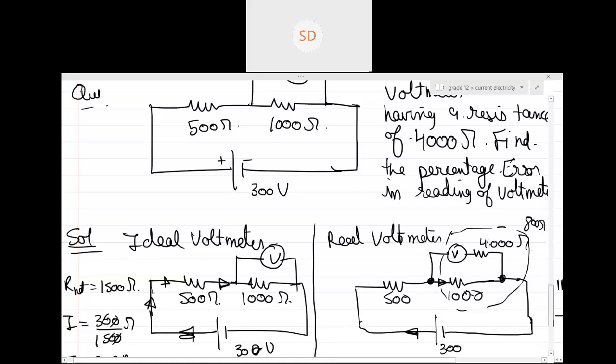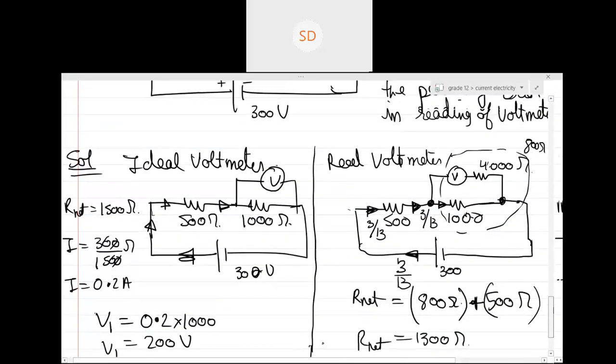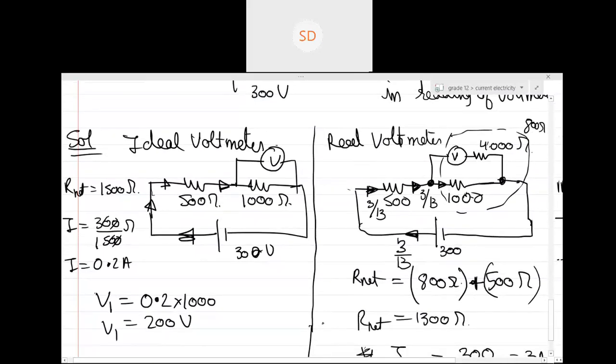Okay guys, the question is still not over. This I2 is 3 by 13. It is coming over here. This 3 by 13 will come over here. Now what will happen? Guys, now what will happen? Some amount will go to the voltmeter. It will split over here. So can you split the current, please?